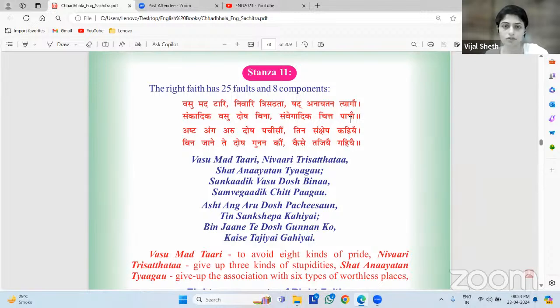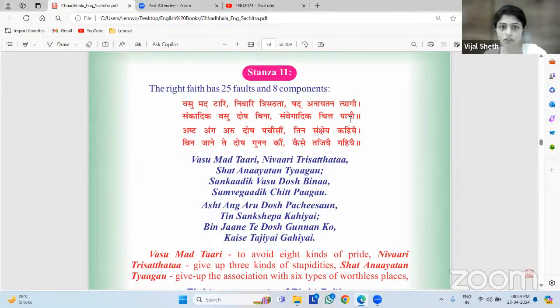path of liberation. So samvegadik, I described 4 things: samveg, prasham, anukampa, and astikai. These are the qualities that are naturally seen in the samyak drashti souls. For those who have joined late, we are describing the conventional path, conventional Samyak Darshan or Vyavhar Samyak Darshan. We already saw the nature of 7 elements as a part of Vyavhar Samyak Darshan, and now we are seeing what 25 faults Samyak Drashti Jeev don't have, and what are the qualities or the components that they exhibit.